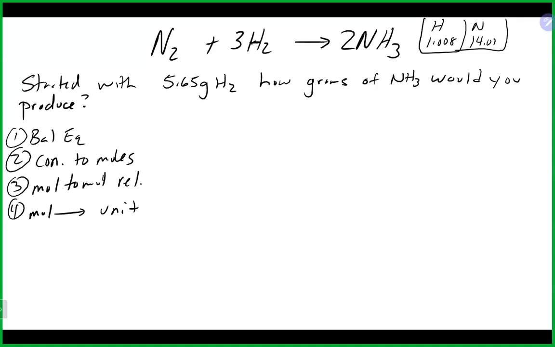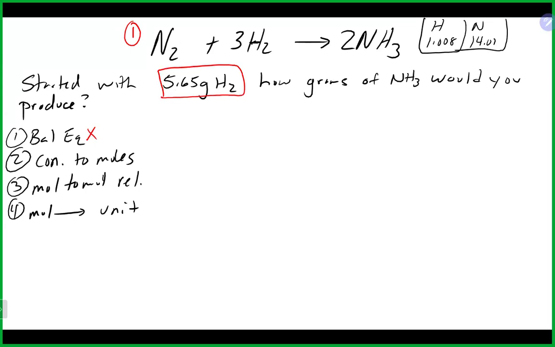Always start with a balanced equation. So if you go through that, you should hopefully recognize that it is balanced, and that's good. So we don't have to do anything there. So that is done. Step number 2 is to take whatever they gave you, which in this case is 5.65 grams of H2, and convert it to moles. Do I need to do that?